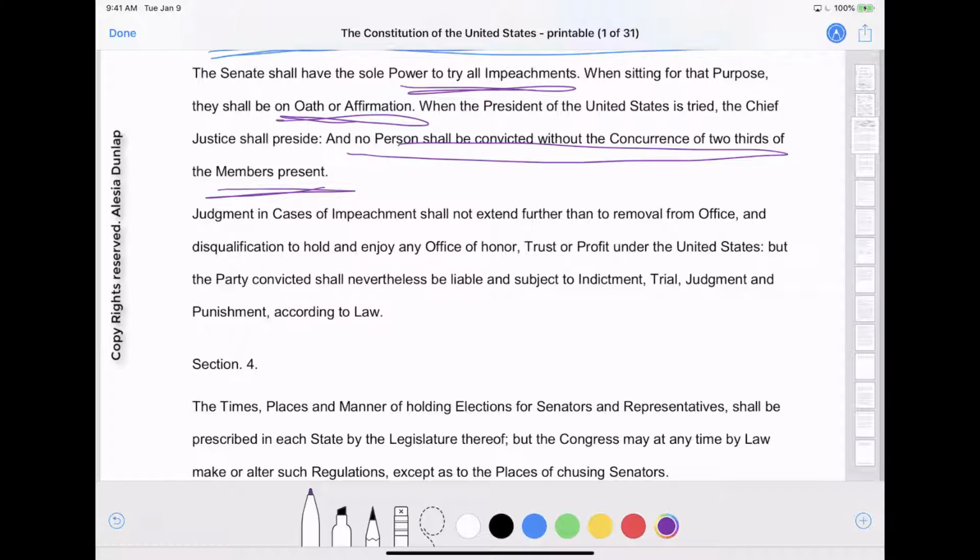And the Chief Justice of the Supreme Court will be in charge when the Senate is trying to impeach the president. So here it is. When the President of the United States is tried, the Chief Justice shall preside. All right? So when the president is tried, the Chief Justice must preside. That's got a good ring to it. All right? So that's pretty cool.